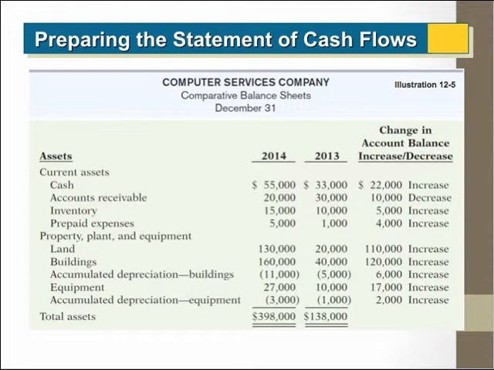Now, we are looking at the change in cash of a $22,000 increase. We do not include that in the operating activities because that will actually be at the bottom, and this could be our check figure that cash is going to increase by $22,000 after we take into account operating activities, investing activities, and financing activities.